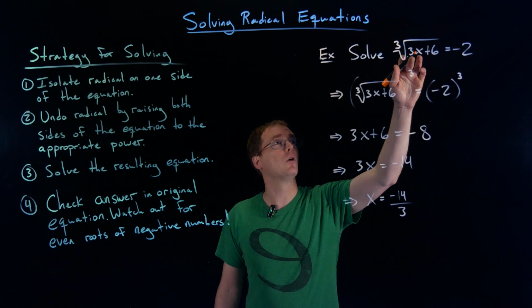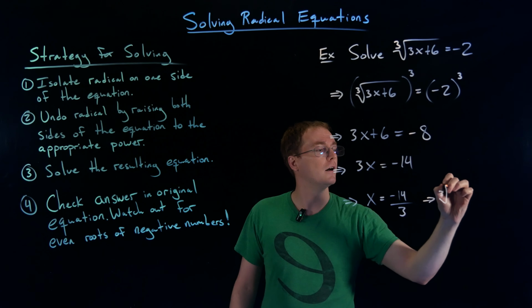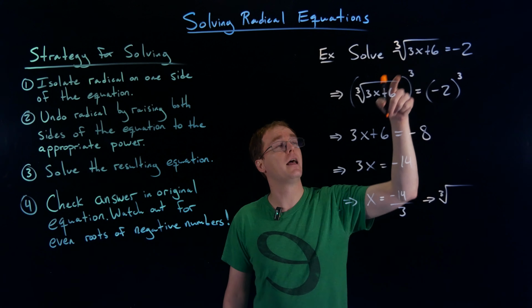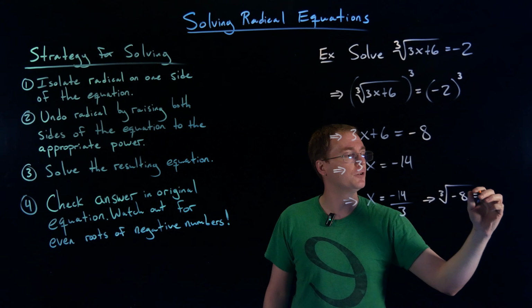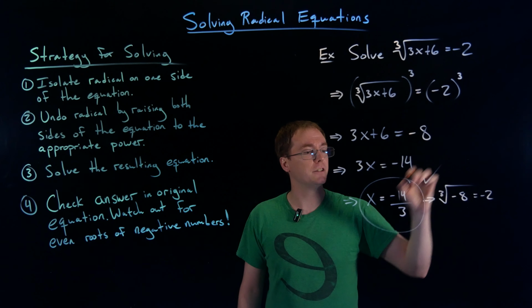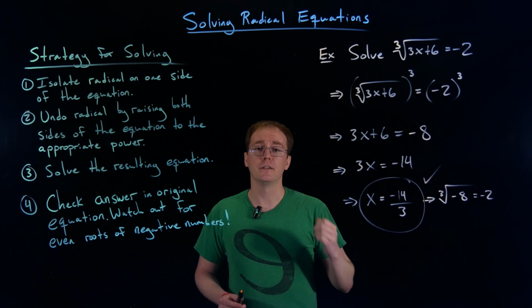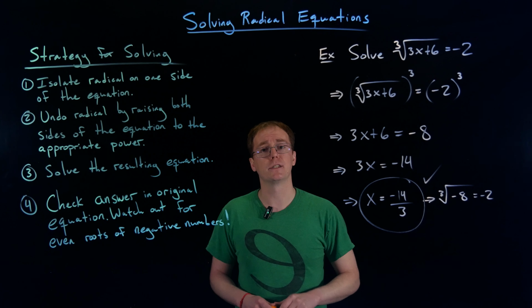If we do that, well, we get the cube root of, well, 3 times negative 14 thirds just gives us negative 14. And then negative 14 plus 6 is negative 8. And the cube root of negative 8 is equal to negative 2. So that is our answer. The solution to our original equation is x equals negative 14 over 3.